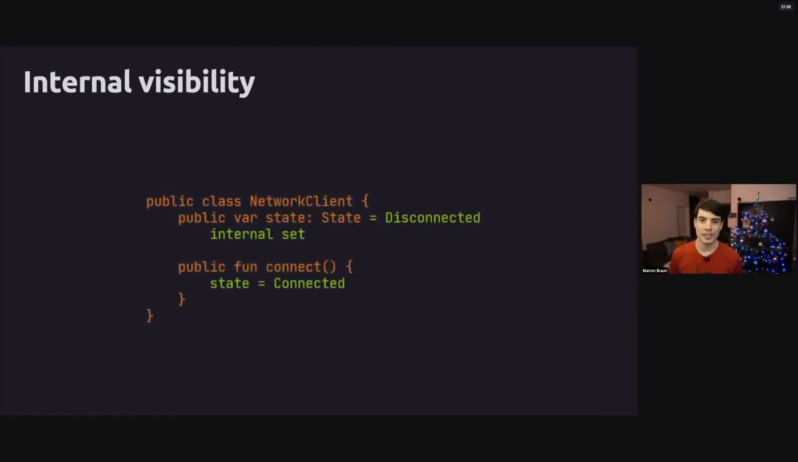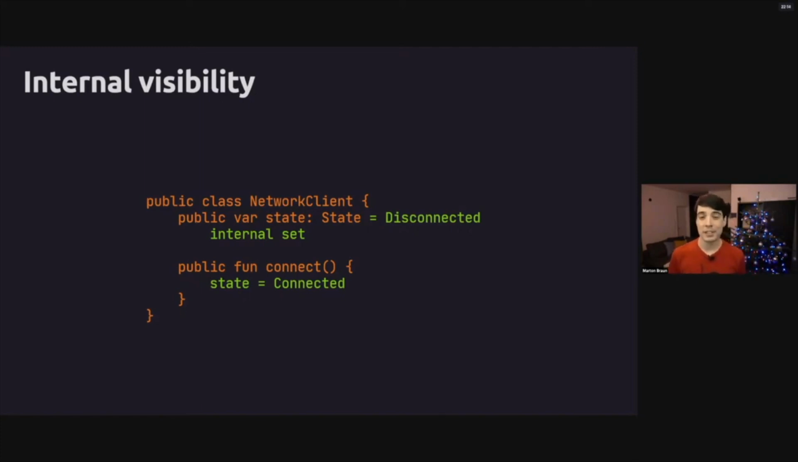You can also split a single class into public and internal parts, and even a single property. Here we have a class which is exposed to the outside world. This network client is a public class, and it has this property called state in it, which we want clients to be able to check to see if we are connected or not. But we don't want them to be able to change it. So in this case, we can use a mutable var property. But we can mark its setter as internal by just adding the words internal set after the property. And this way, we can only modify it within our current module.